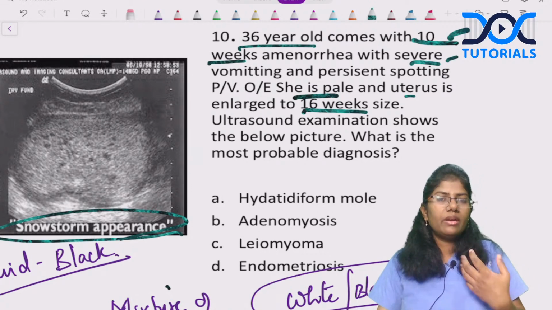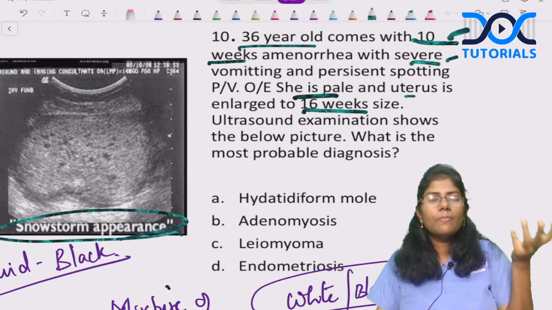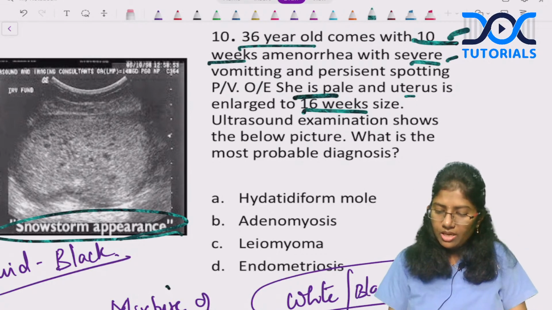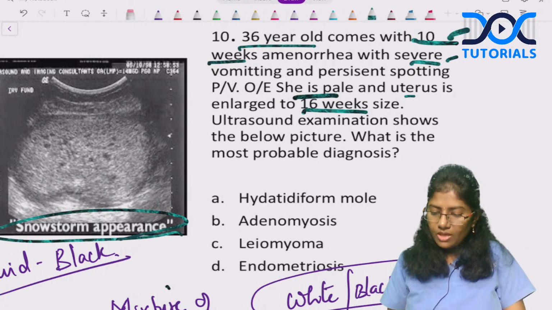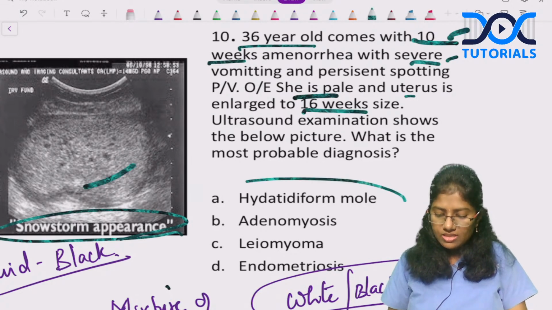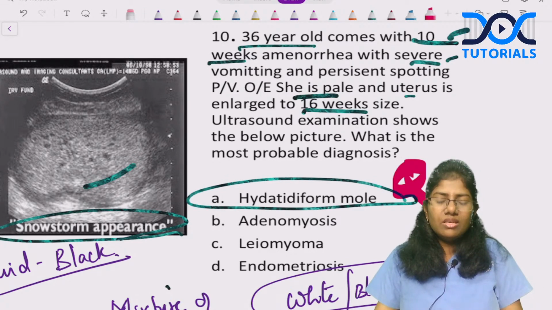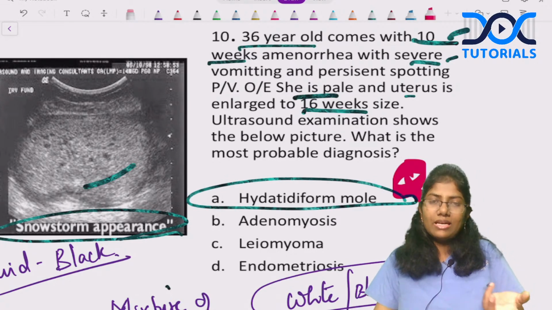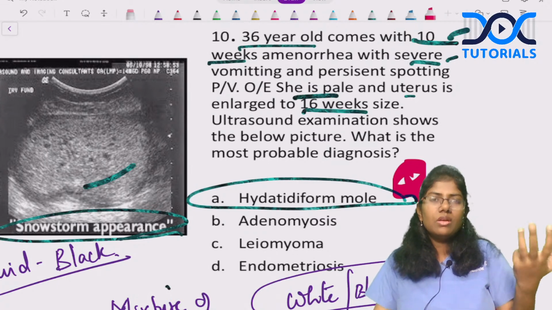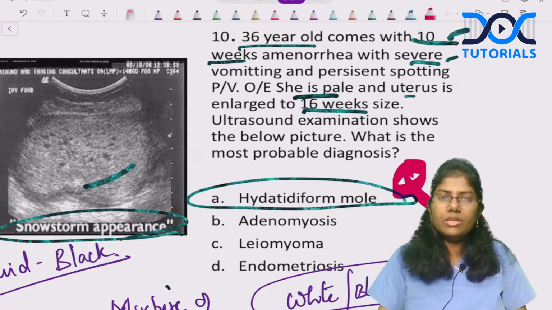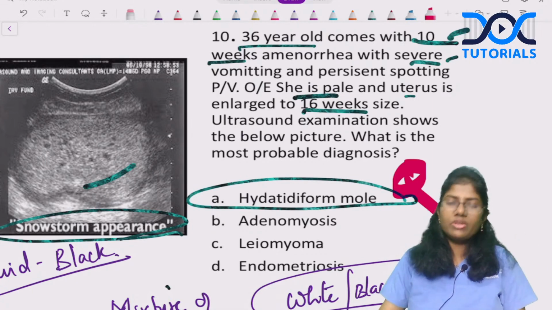She has severe vomiting. I told you hyperemesis is one feature of molar pregnancy. And she is anemic. Ultrasound shows snowstorm appearance. So, the diagnosis is hydatidiform mole. It's an easy question. It has become easy because of repeated discussion. It's a very favorite question for the examiners, especially for FMGE.